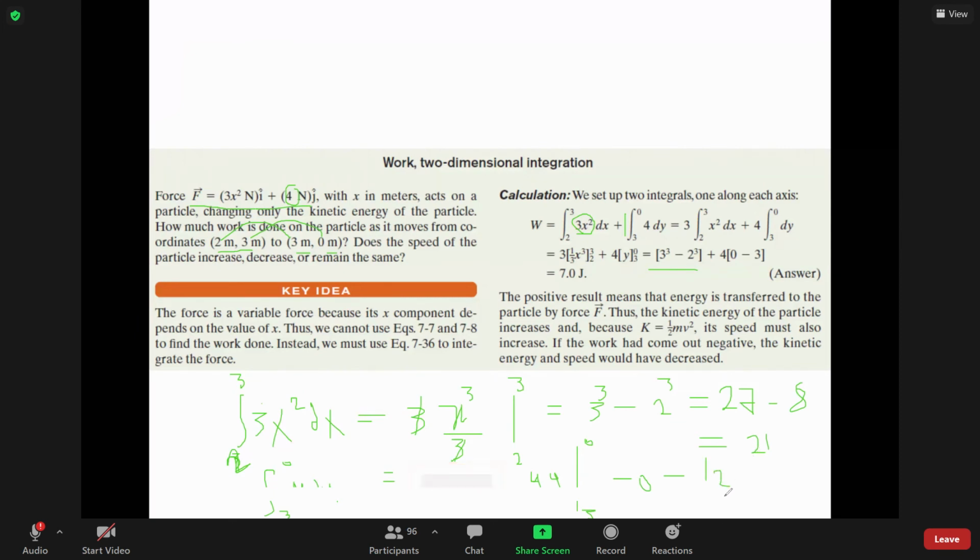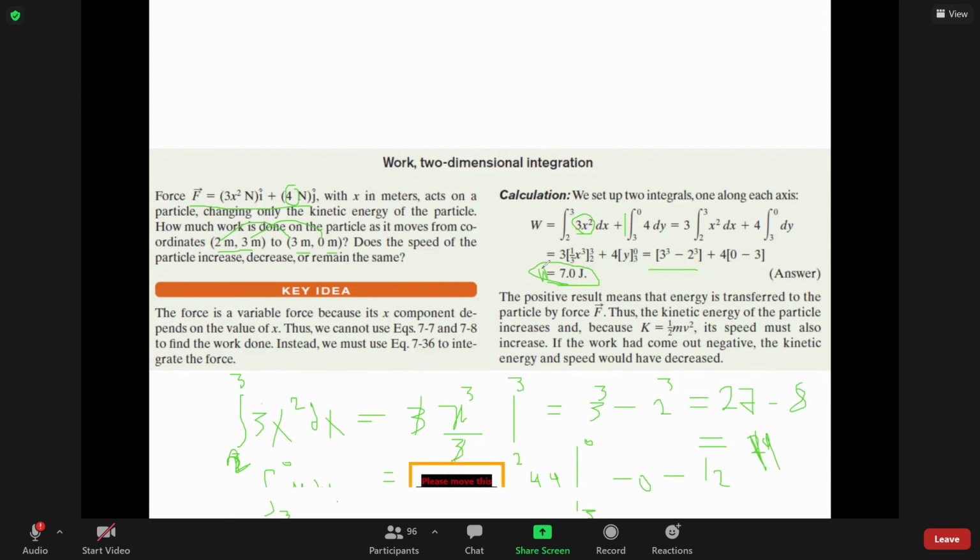21 and 12, what does it give? Or did we make a mistake? Did we make a mistake? 2 to 3. It must give us 7 joules. Why is that? 7 joules. Did we forget something? Oh, I'm sorry, it's 19. Yes, sorry. I thought it was 29. So this is 19. 19 minus 12 is 7. Thank you very much. So the net work is equal to 7 joules.